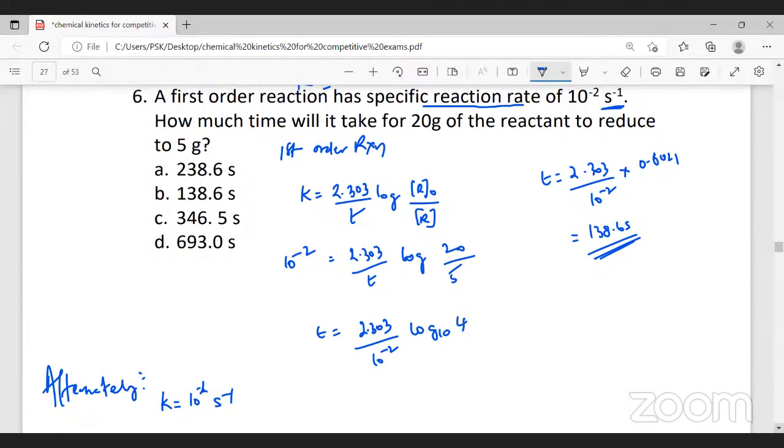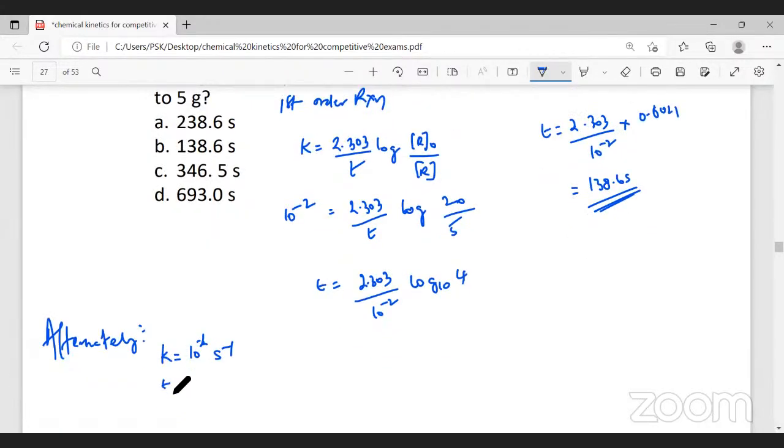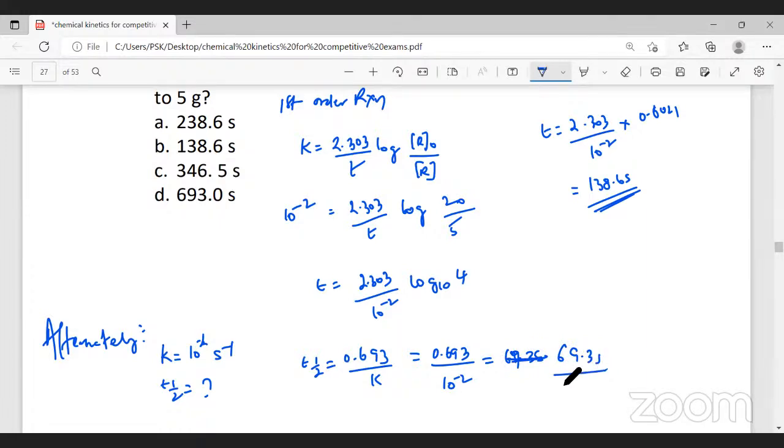Now, since it's a first order reaction, is it possible for us to calculate the half-life period? What will be the half-life period? Tell me. Half-life period will be 0.693 by K. It will be 0.693 by 10 to the power minus 2. It will be 69.3 seconds. Yes or no, half-life period?